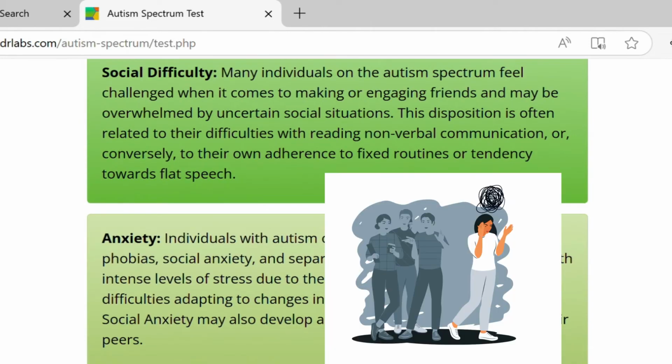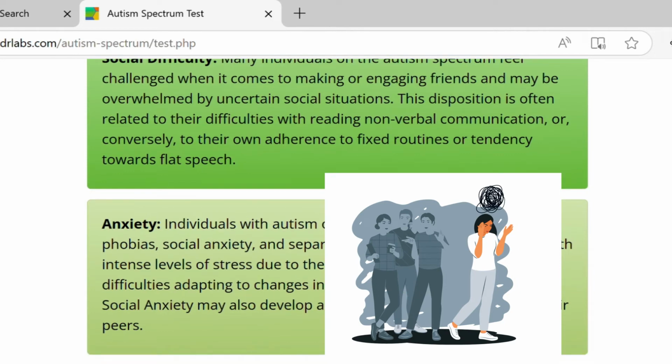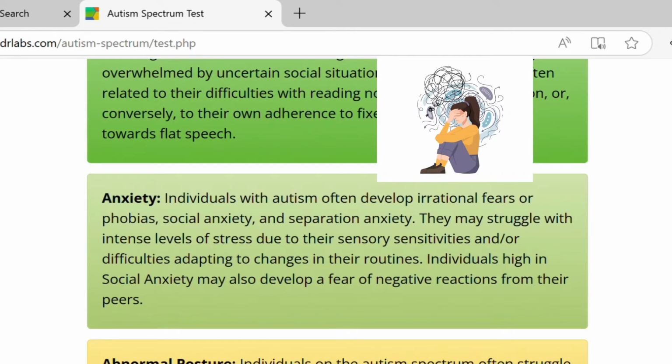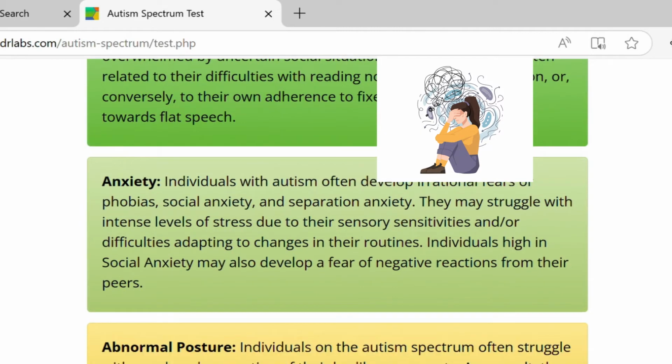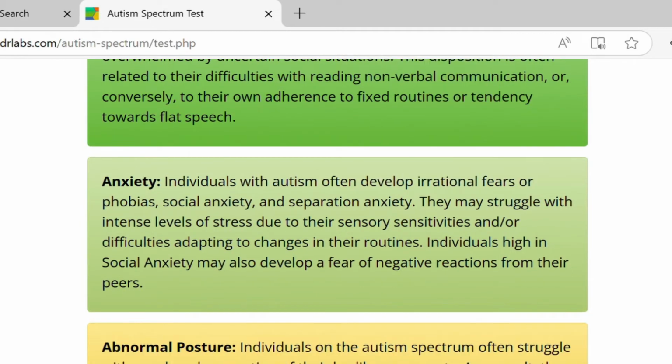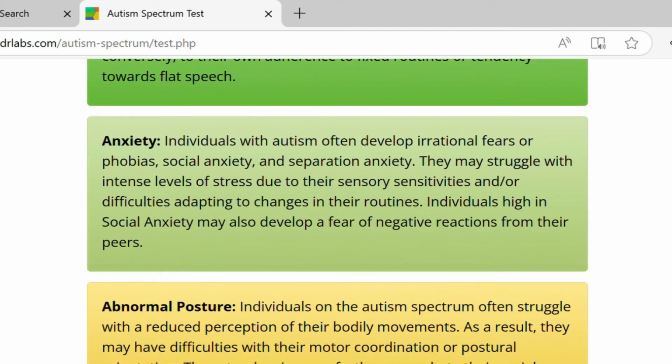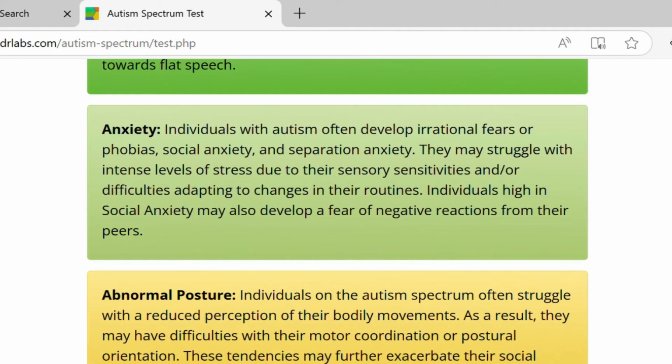Social difficulties, we have challenges in that area, making friends, having friendships, and understanding nonverbal communication maybe. Anxieties, we can have some irrational fears, phobias, a lot of social stress, anxiety. Can struggle with that intensely. A lot of autistic people can, due to different reasons.